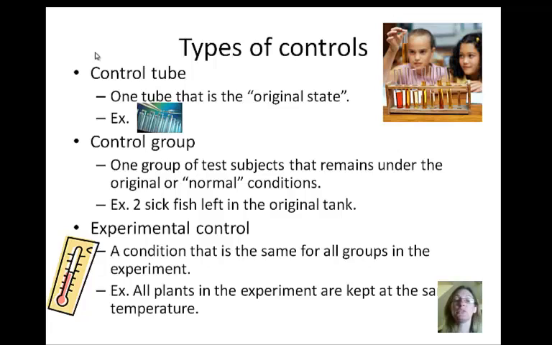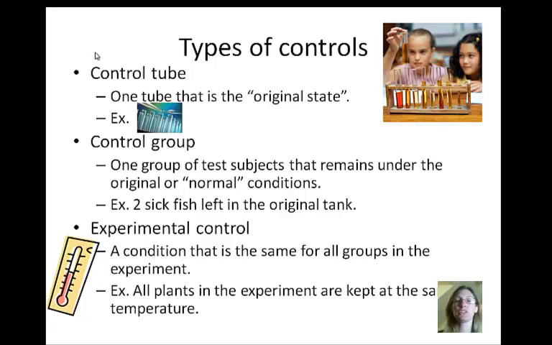Some experiments include a control group. That means that there's a group of test subjects or a group of tubes or beakers that you don't do anything to, and that remains under normal conditions. In the example on the screen, if you have a fish tank full of sick fish, you would leave 2 of the fish in the tank with the original water while you take the other fish out and try some different cures to see if those things work on the fish.